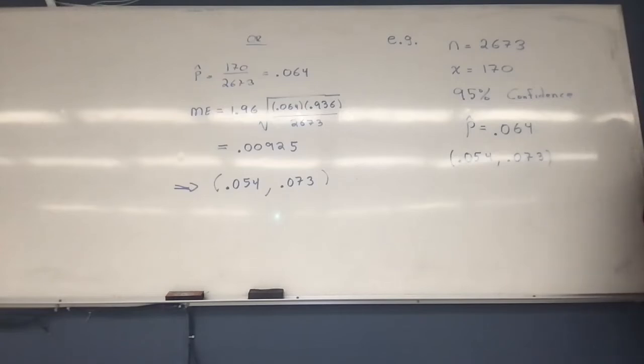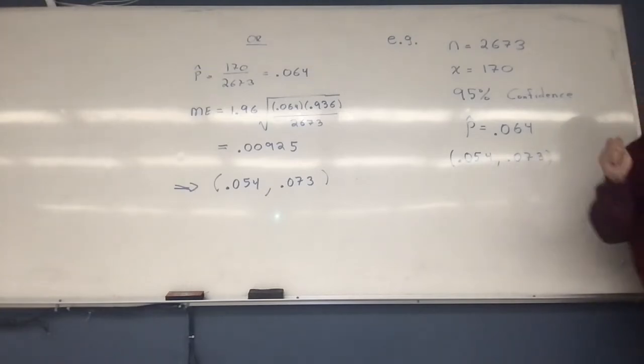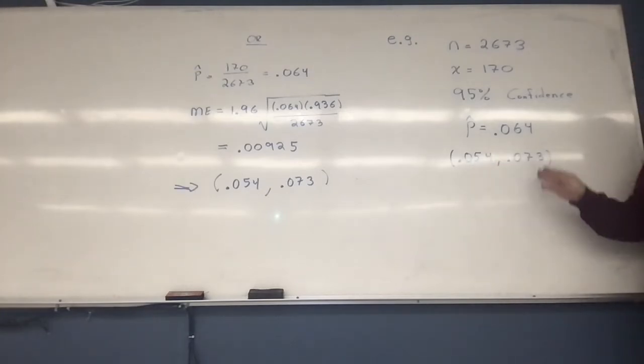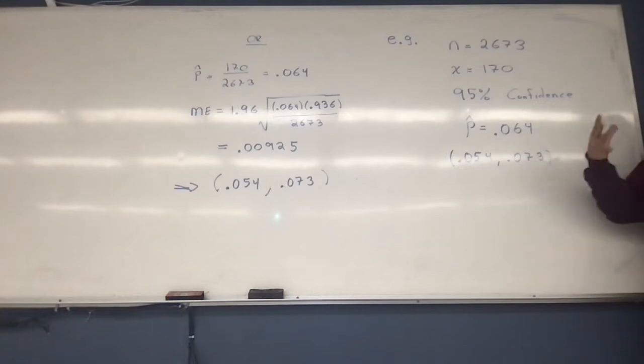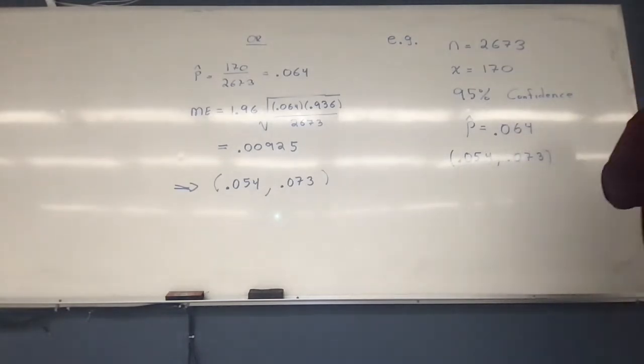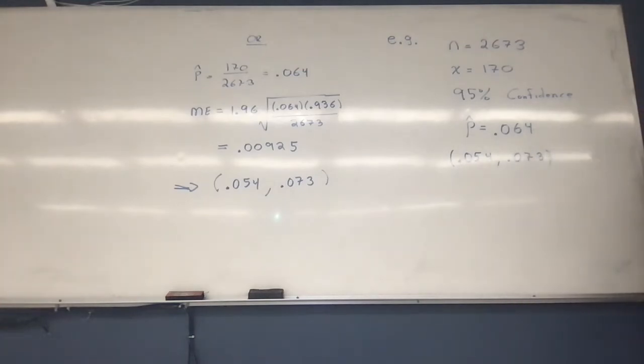That's the key. We are 95% confident that the true value is somewhere between these two numbers. Okay, that's the whole point of the confidence interval. What are we looking for? We're looking for P. We're looking for the true value.